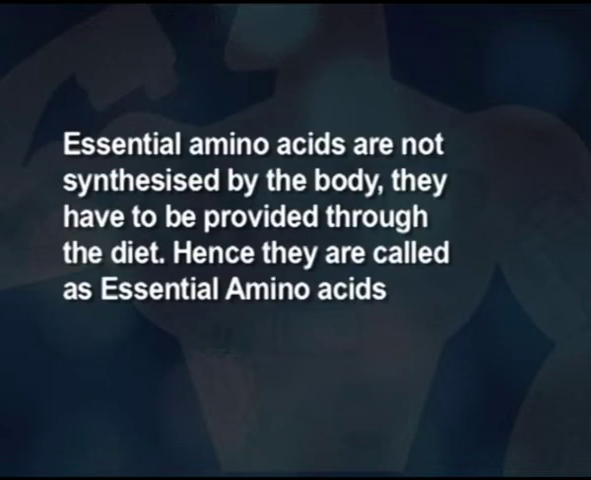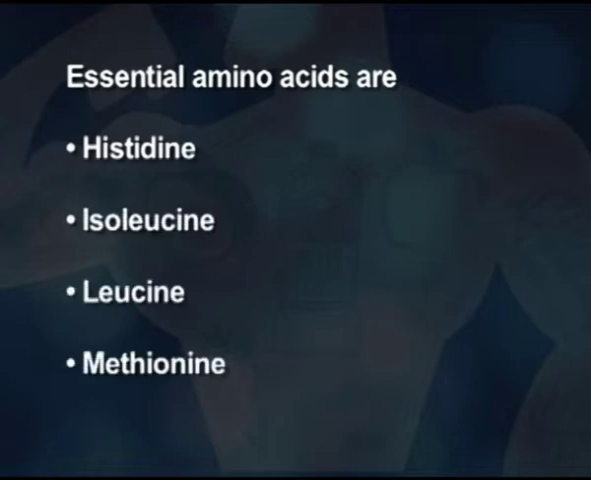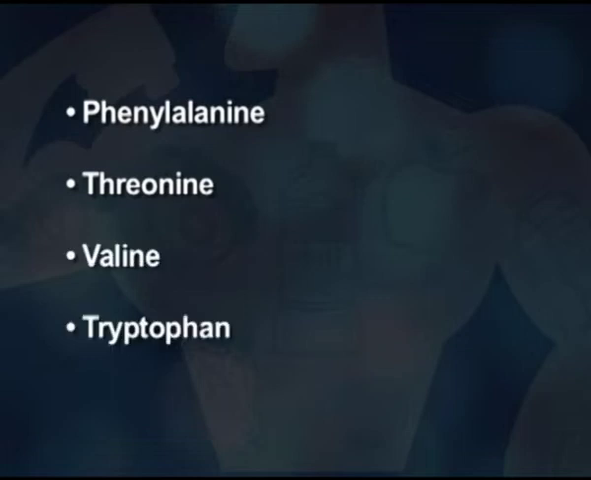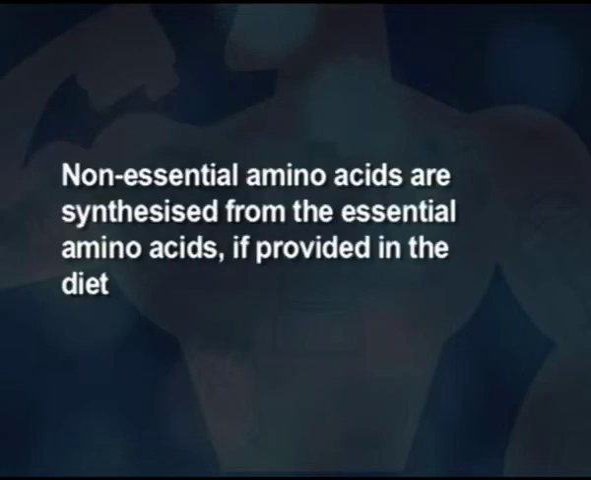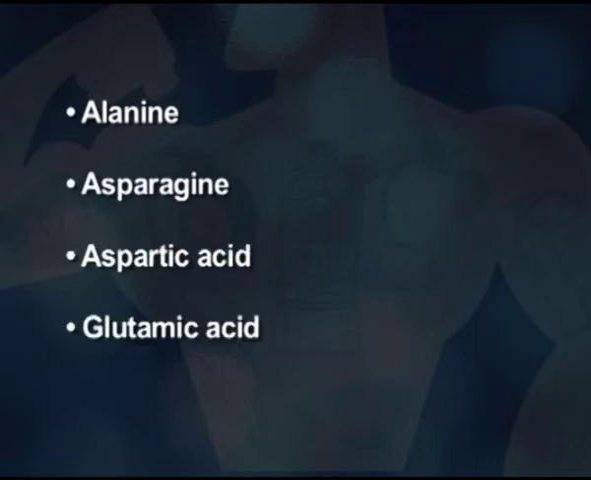Essential amino acids are not synthesized by the body. They have to be provided through the diet. Hence, they are called essential amino acids. Examples of essential amino acids are histidine, isoleucine, leucine, methionine, phenylalanine, threonine, valine, tryptophan. Non-essential amino acids are synthesized from the essential amino acids if provided in the diet. These include alanine, asparagine, aspartic acid, glutamic acid.